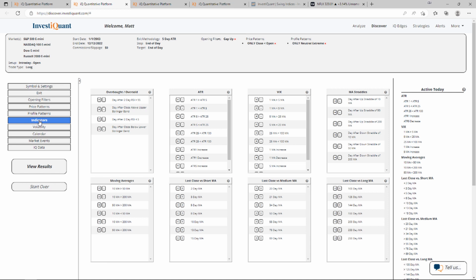All right, last thing I'm going to do is go to the indicator section, and I'm going to add that it closed below a 200-day simple moving average and below a 10-day simple moving average. All right, now I can click View Results.